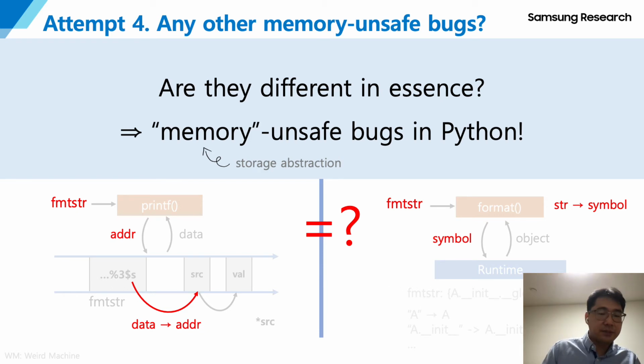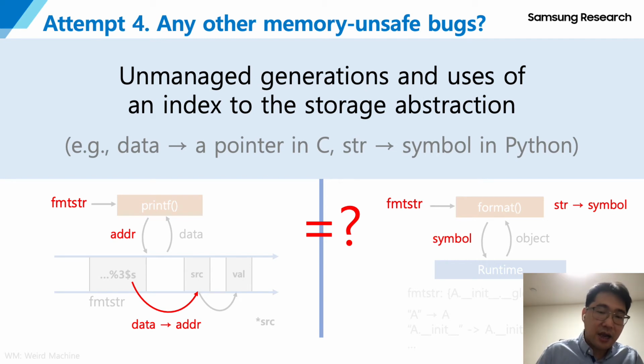Isn't it essentially the same symptom in terms of bypassing the storage abstractions in both languages, namely the memory in C and the object abstractions in Python? In this talk, I'd like to argue both are the same in nature. And the better way to describe the memory safety issue is as a symptom of arbitrary or unmanaged generations and uses of an index to the storage abstraction that each language is built on. For example, the code snippet in printf incorrectly generates a pointer given an attacker's input, and Python also generates a symbol from an attacker-provided string. Both cause memory safety issues.